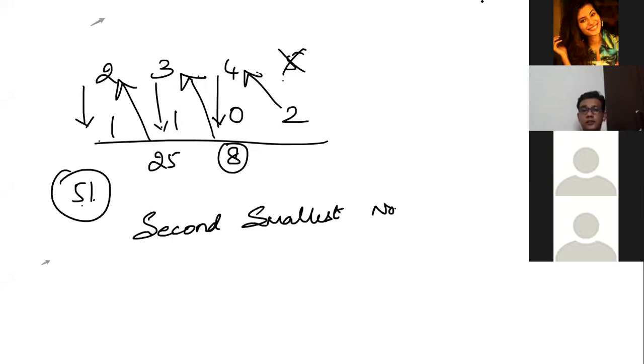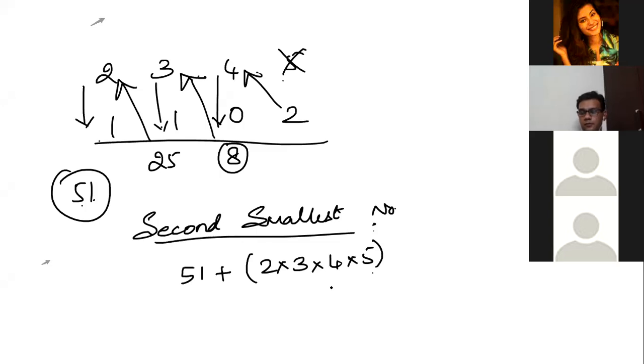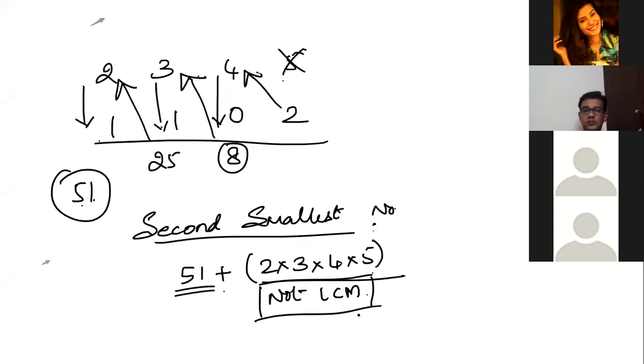So how do I find a second smallest number? Once you find the smallest number, 51, add it to the product of all your divisors. Remember, not LCM, okay? Not LCM. If you want, write this down and put a star to it.